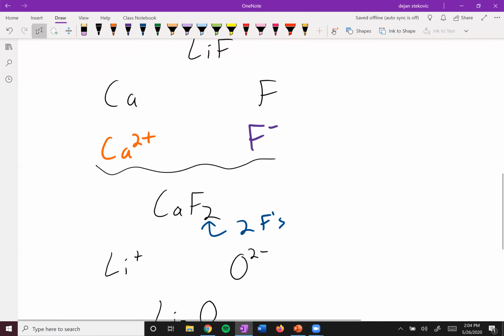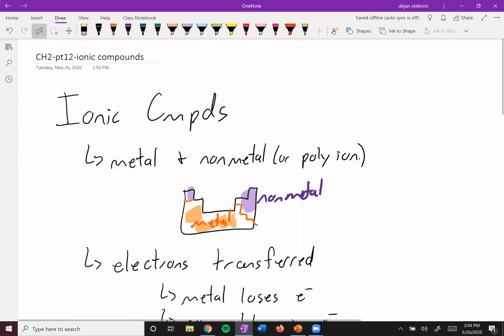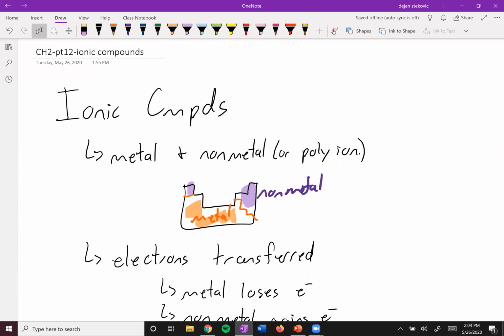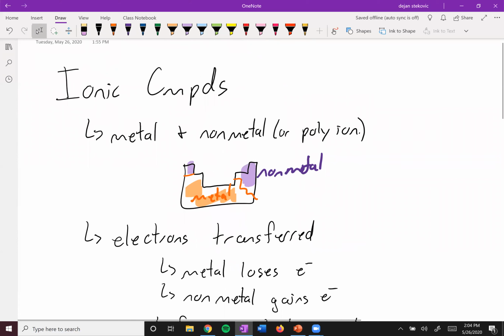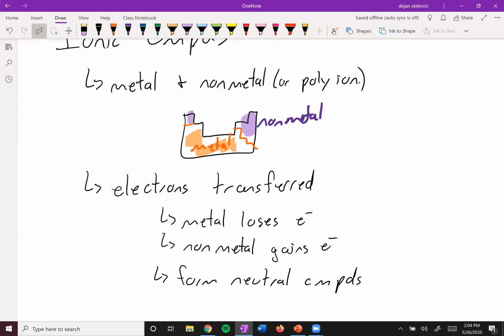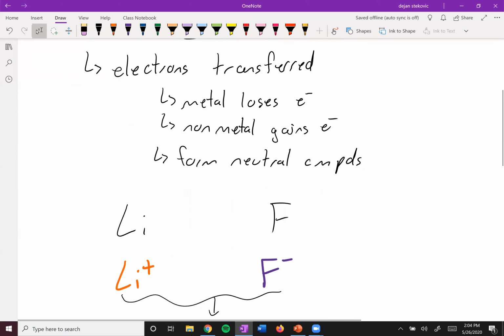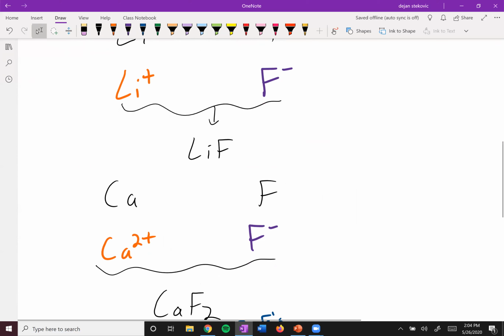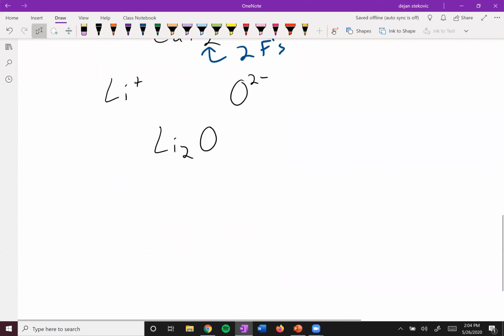So overall, you should be able to identify whether a compound is going to be ionic, and that's if it's composed of both a metal and a nonmetal. You should know that ionic compounds involve the transfer of electrons, in which the metal loses the electron and the nonmetal gains the electrons, and that they overall form neutral compounds. So you need to make sure everything balances out in terms of charge.